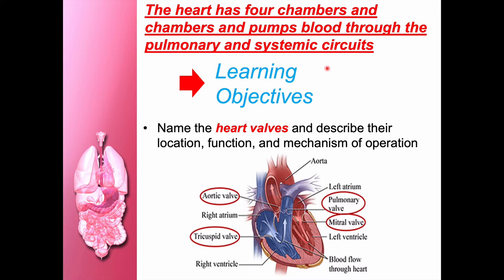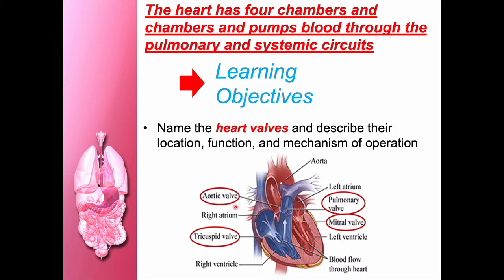The next learning objective: the heart has four chambers and pumps blood through the pulmonary and systemic circuits. Okay, so what are these chambers? We will discuss the chambers and how the blood is circulating. For example, if you see, this is the heart wall. There are four valves. That is the valve between the right atrium and the right ventricle, and the left atrium and left ventricle. And also there are valves in the pulmonary trunk and the aorta.